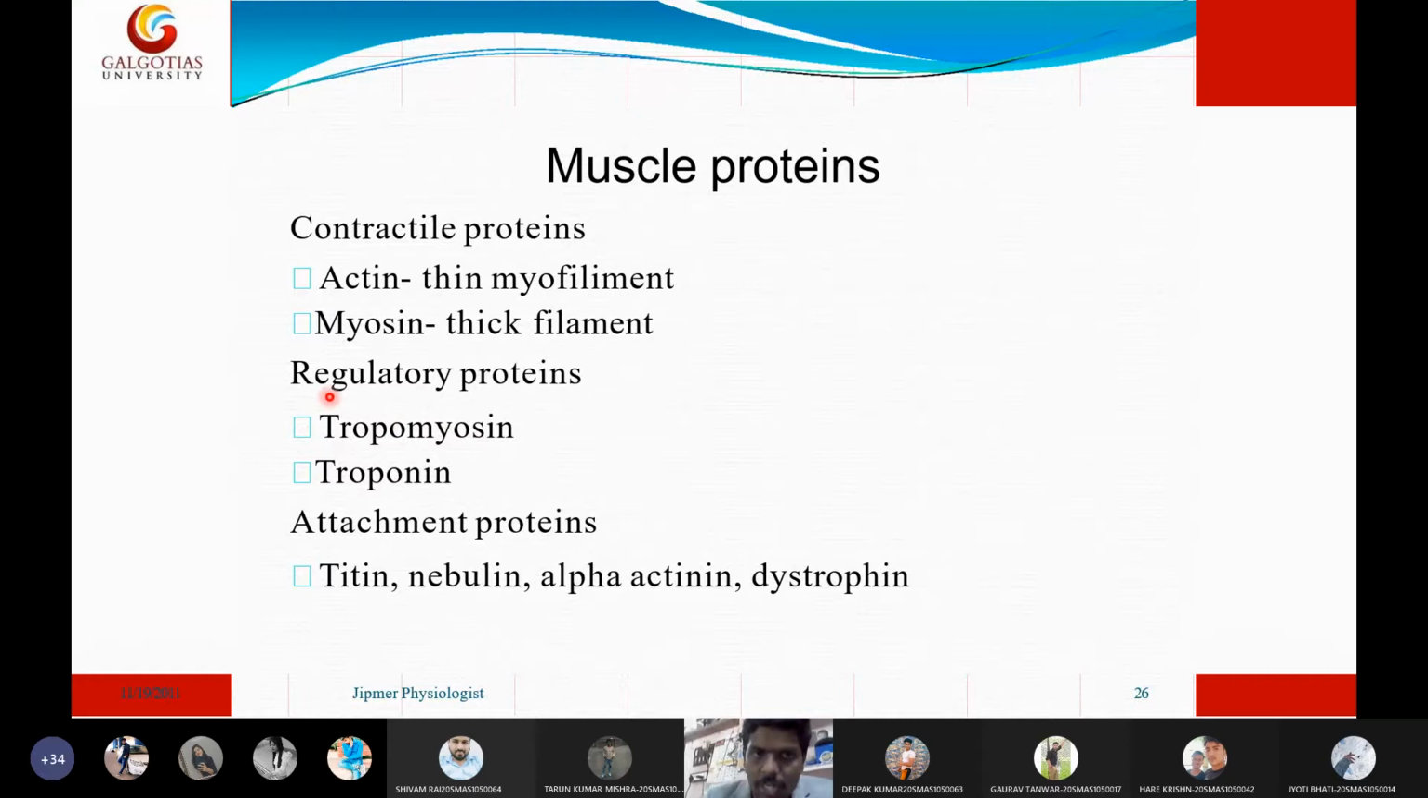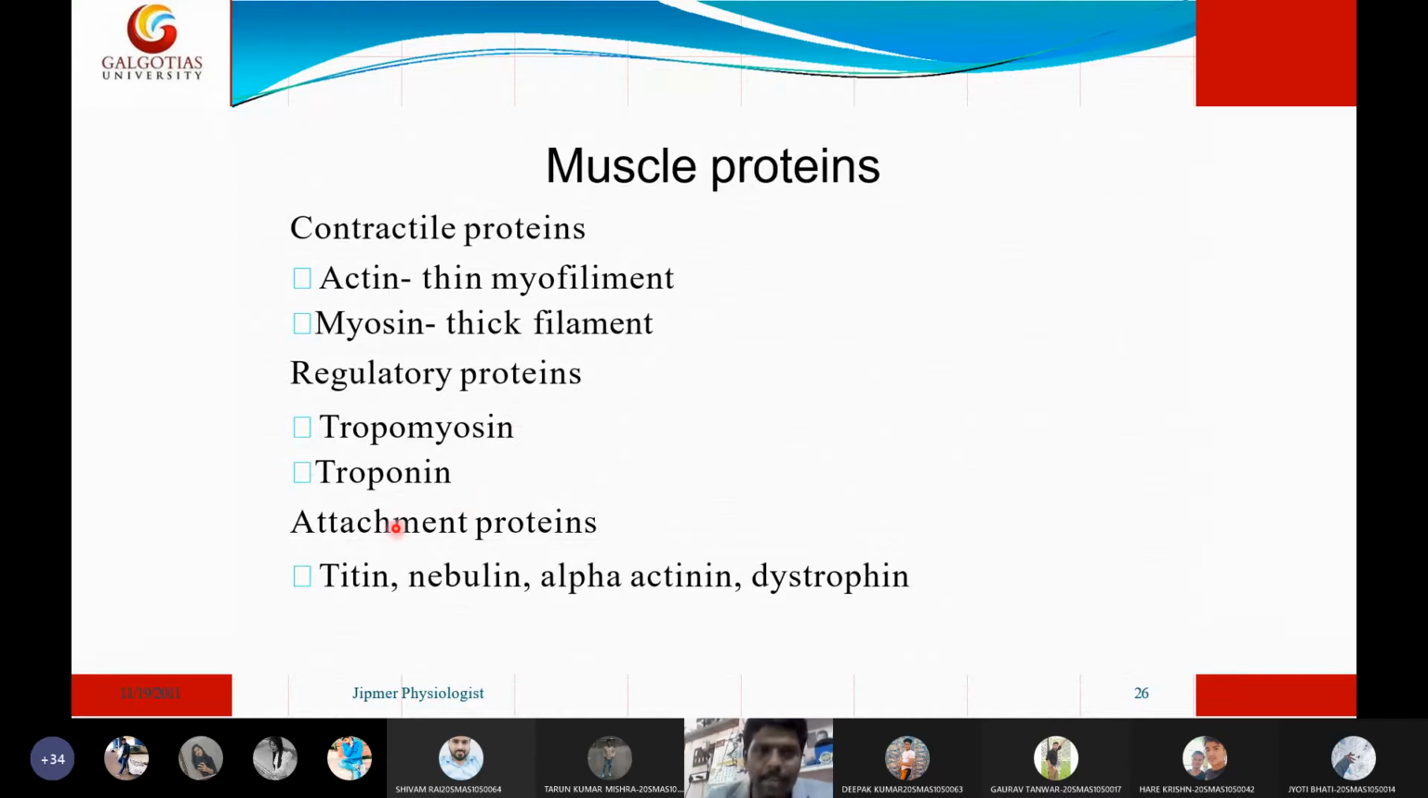Then the second one is regulatory proteins. These proteins will regulate the microenvironment of the muscle, and such proteins are tropomyosin and troponin. So the muscular activity is regulated by tropomyosin and troponin.